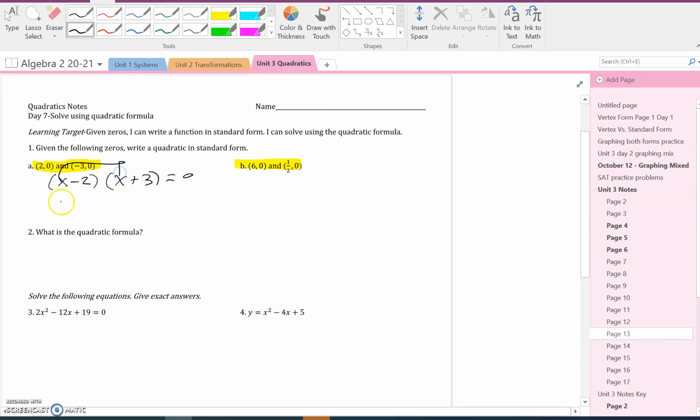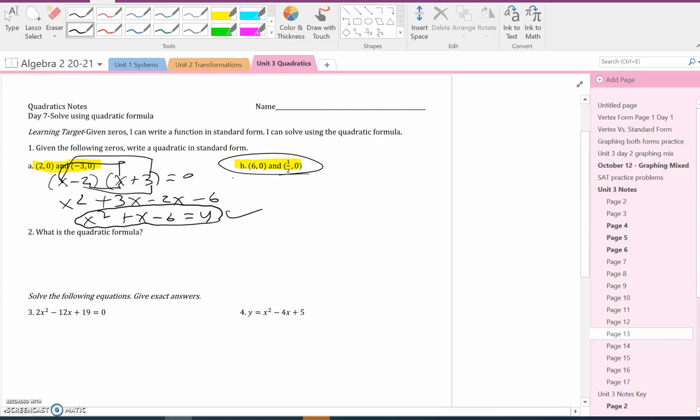And then I just multiply, so I get x squared plus 3x minus 2x minus 6, combine like terms. And I plug the y back in there for the 0. And again, I was foiling, sorry. All right, and so that's how you do it. It's just backwards from what we were doing, okay? And I'm not sure we're covering it, so if we are covering it, I'll come back and do those later. But for right now, we're going over the quadratic formula.